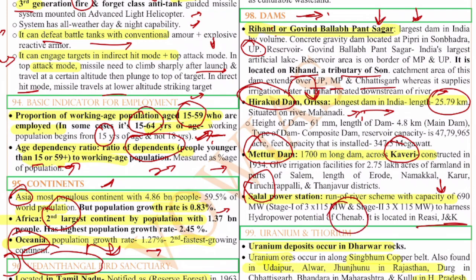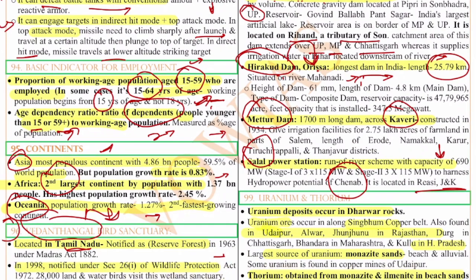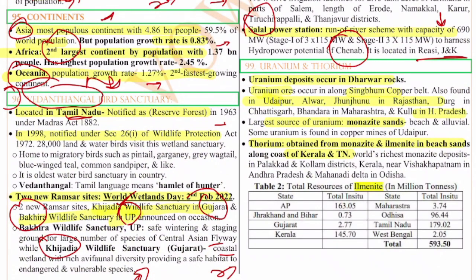So Rihand or Govind Ballabh Pant Sagar Dam in Uttar Pradesh. Hirakud Dam in Odisha over the Mahanadi. So this Rihand is the largest dam in terms of volume. Hirakud Dam is the longest. Mettur Dam is over Kaveri River.